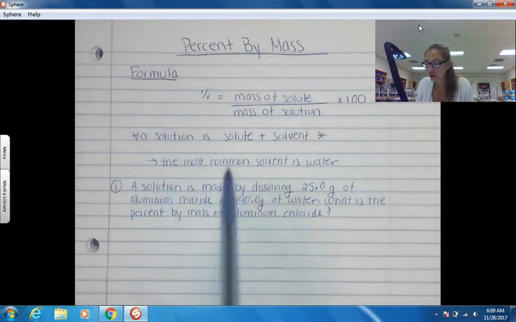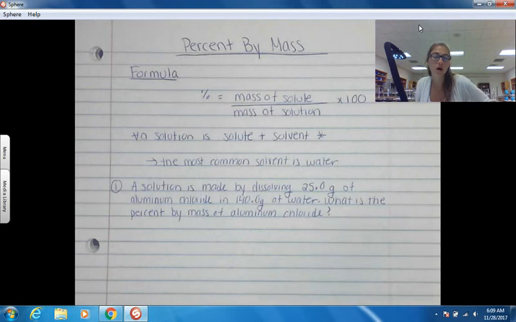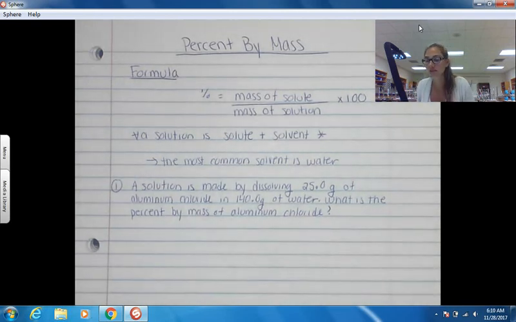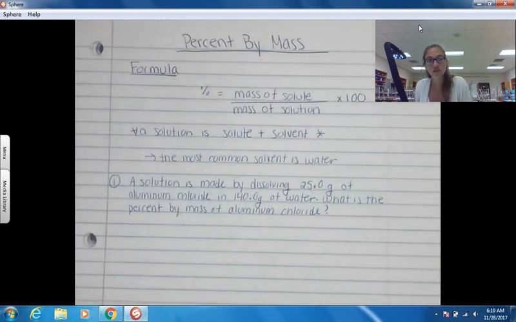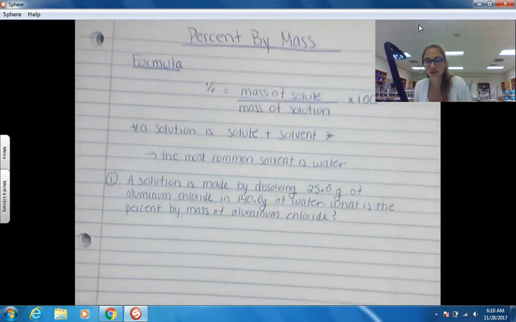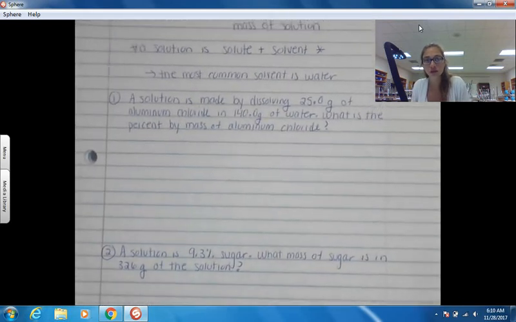The most common solvent is going to be water. Water is known as a universal solvent. It can dissolve most substances, not all, but most. So let's go ahead and look at two different types of practice problems that you can see. Here is the first one.